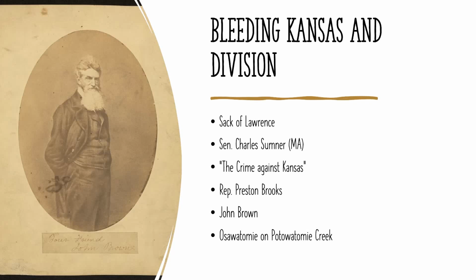Preston Brooks was Andrew Butler's cousin and a member of the House of Representatives. He approached Senator Sumner, and when Sumner looked up, Brooks said, "I have read your speech twice over carefully. It is a libel on South Carolina, Mr. Butler, who is a relative of mine."